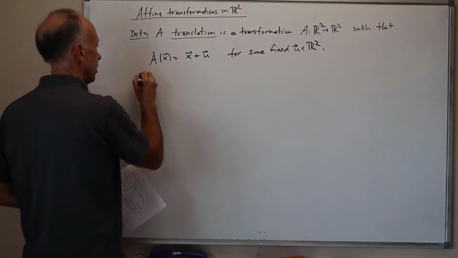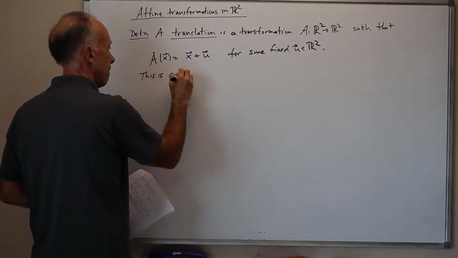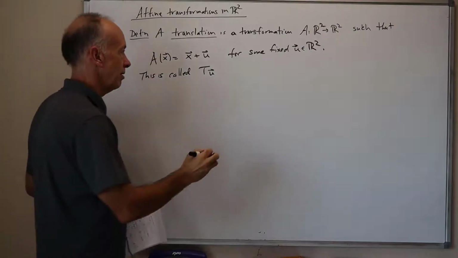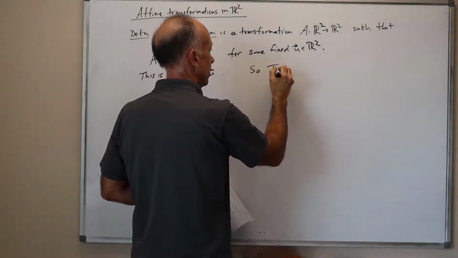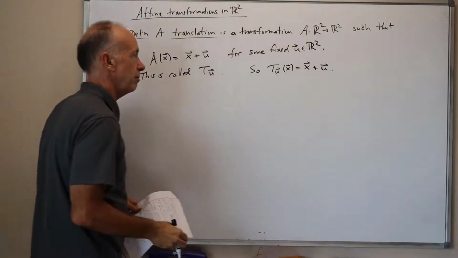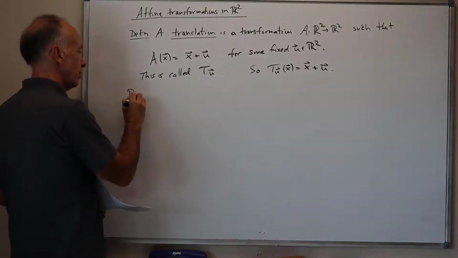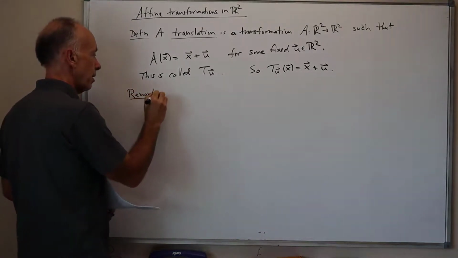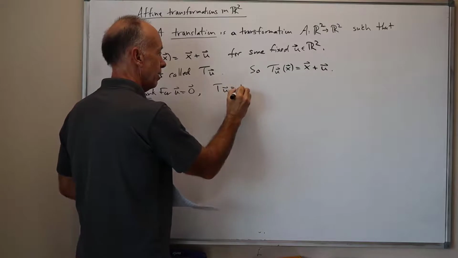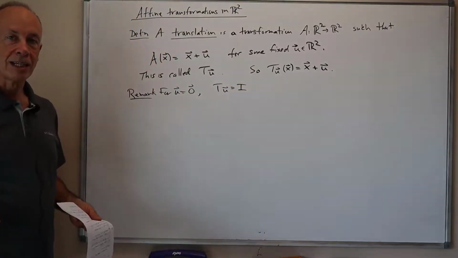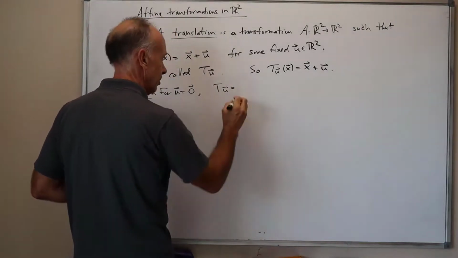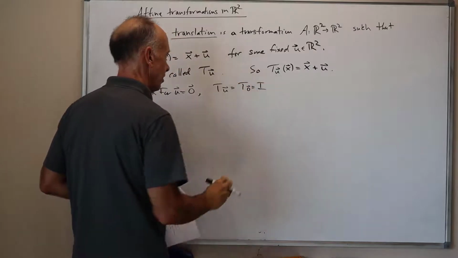So this is called, in fact, T sub u. T sub u denotes the translation by the amount u. So T sub u of x equals x plus u. So the first thing to notice here, the first remark, is that for u equal to the 0 vector, T sub u is just the identity. X plus 0 is just the identity. T sub 0 is the identity. It doesn't change the point at all.